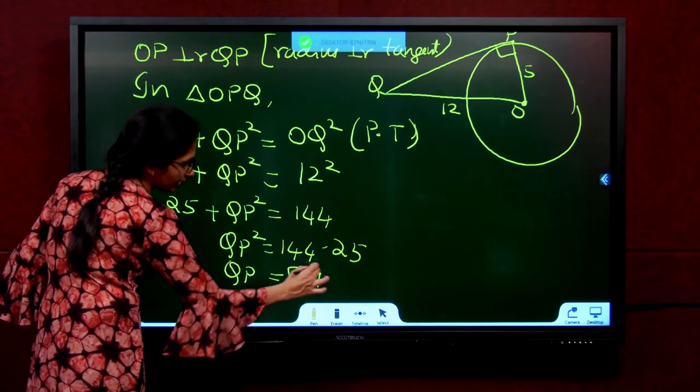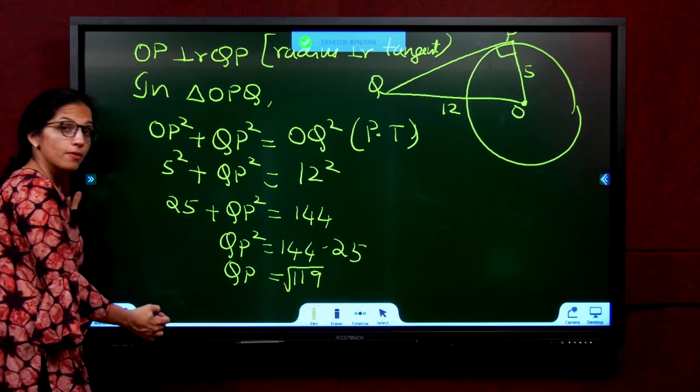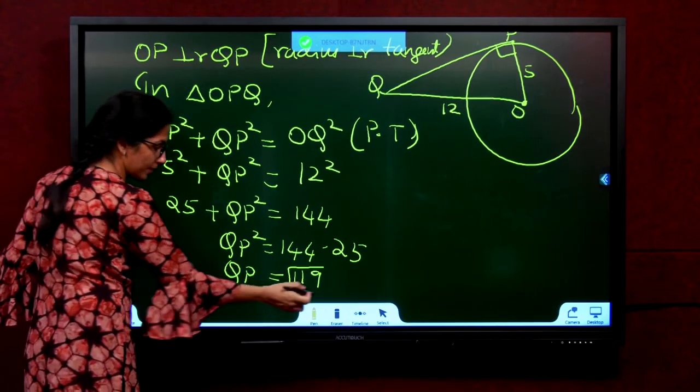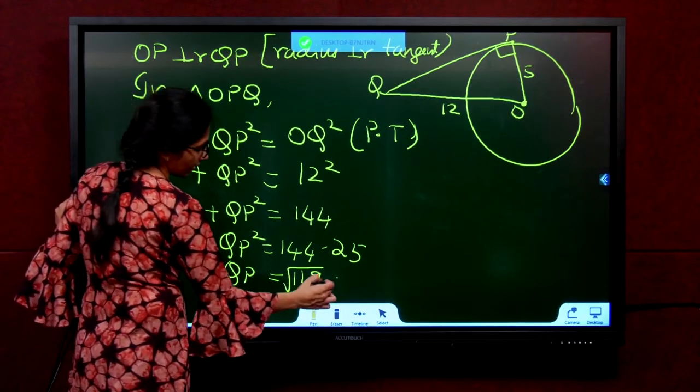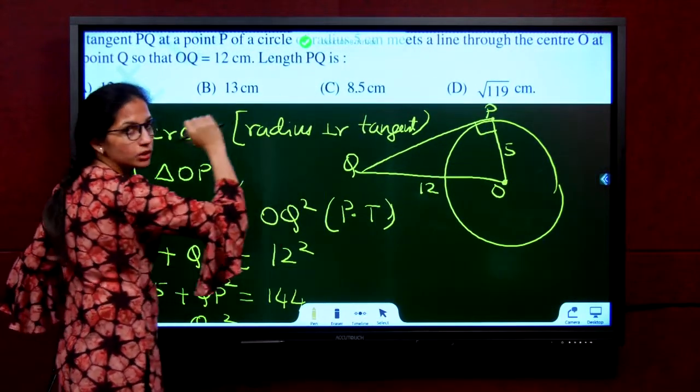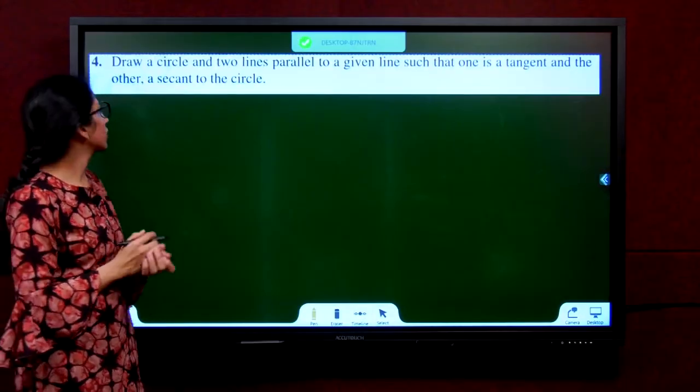Square will go this side, become under root. Should I put plus or minus? No. Why not? Because the length of a side cannot be negative. So the answer is root 119 centimeters. Do you have that option? Yes. Option D.